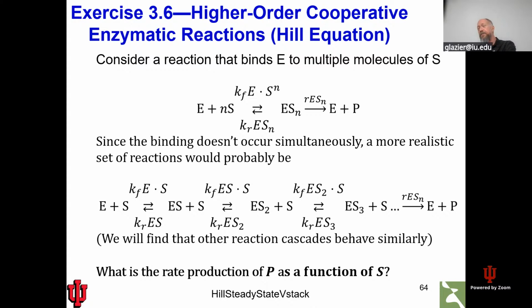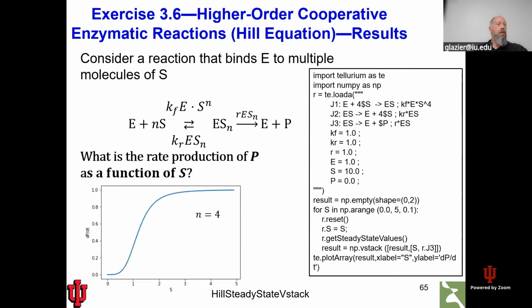And what did you get? So you're only changing one line of your code. All you're doing is changing the line where you had the reaction from E plus S goes to ES to E plus 4S goes to ES, and the rate from KF times E times S to KF times E times S caret 4. So did somebody get something that looks like that?